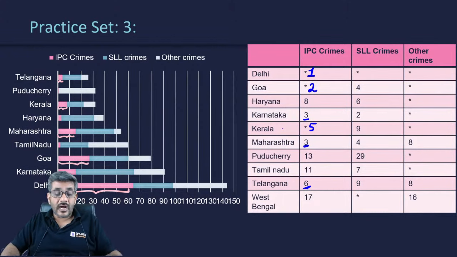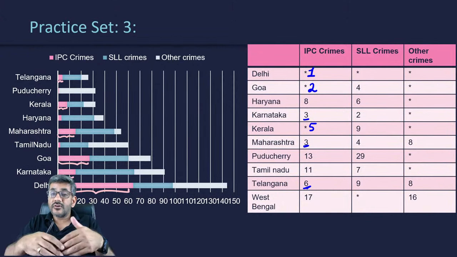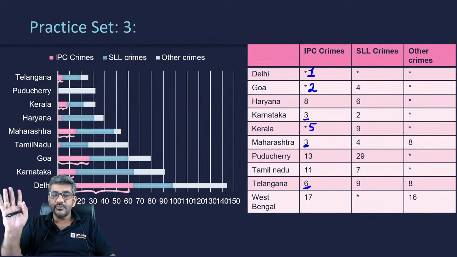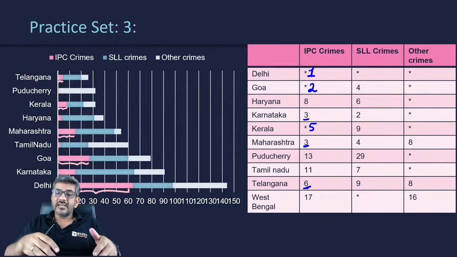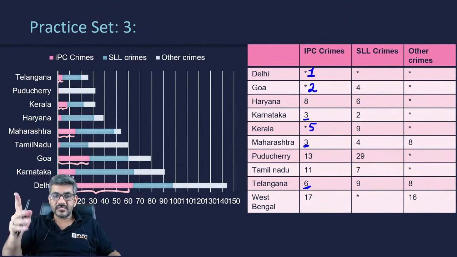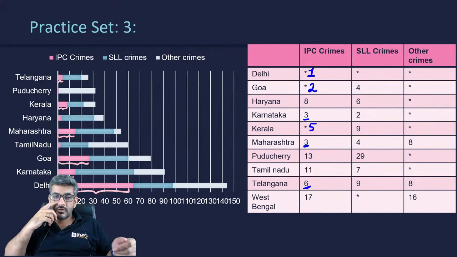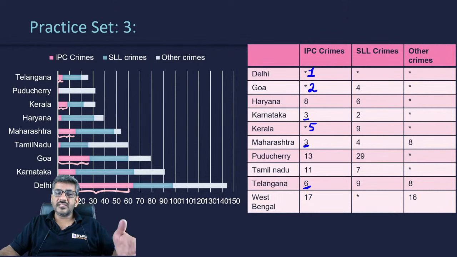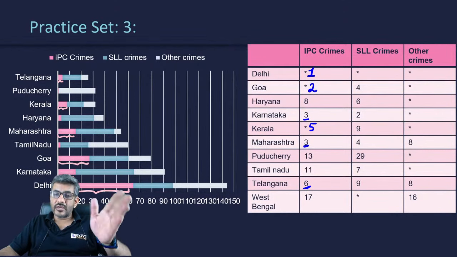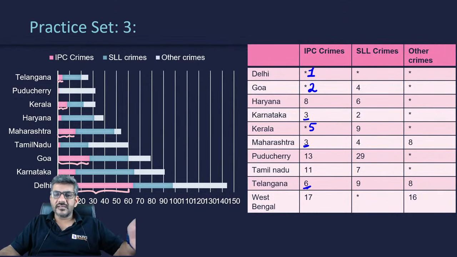That way, for IPC crimes, we can get the ranks of all of them. I hope you can understand this point. IPC crimes are maximum for Delhi, so Delhi would be rank 1. Goa is second highest, so Goa should be 2. Karnataka and Maharashtra are equal. After that, I see Kerala is the next, so Kerala should be rank 5. After that I see Telangana at 6, and the other ranks are already given.